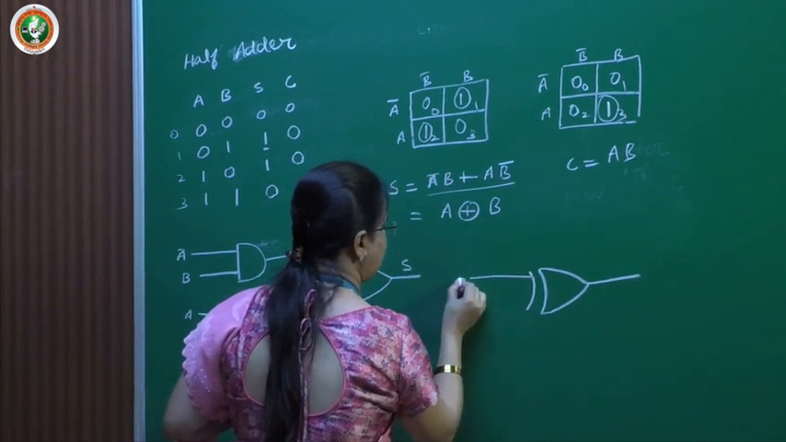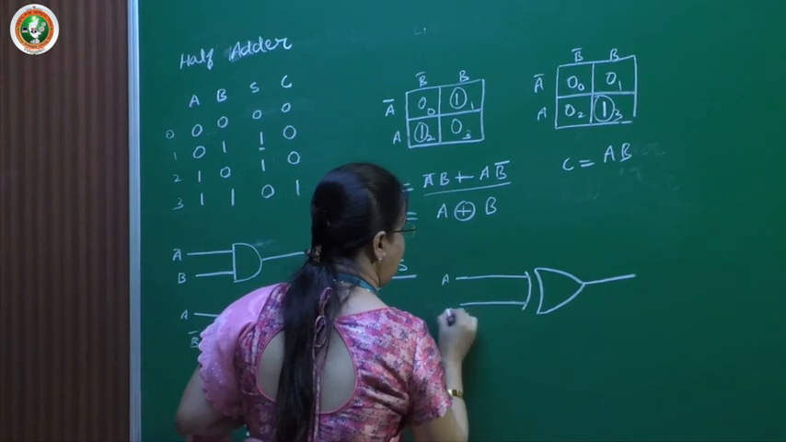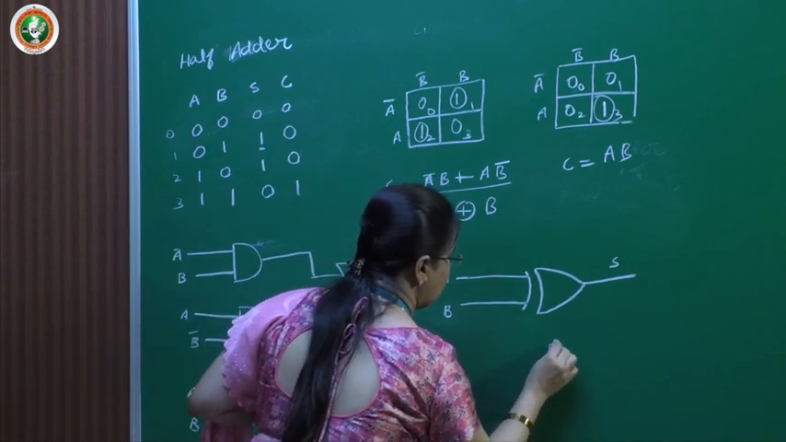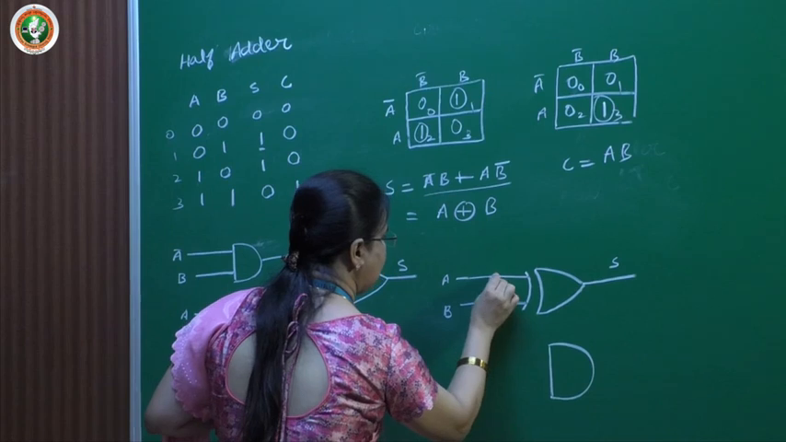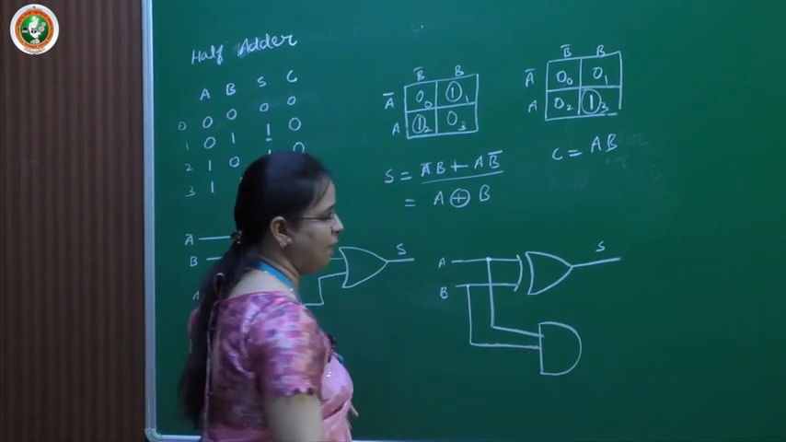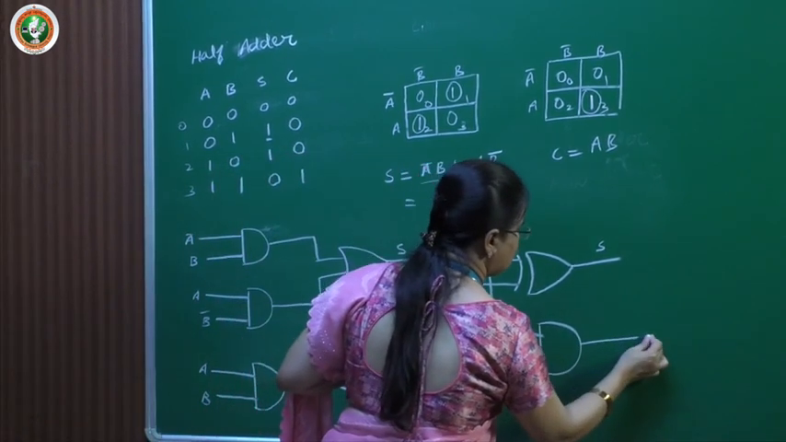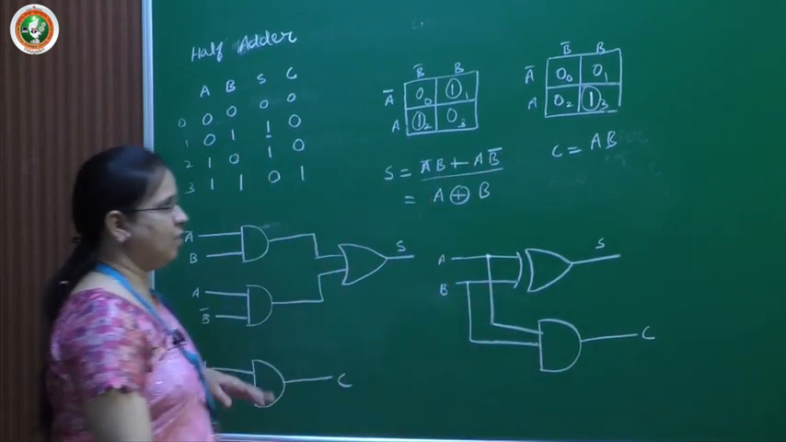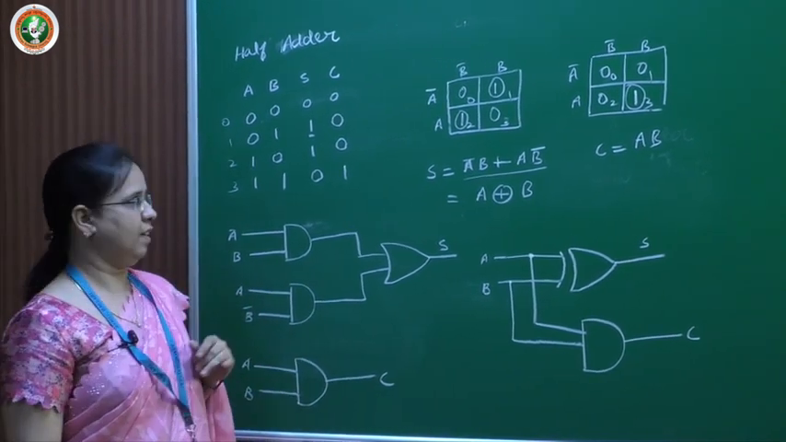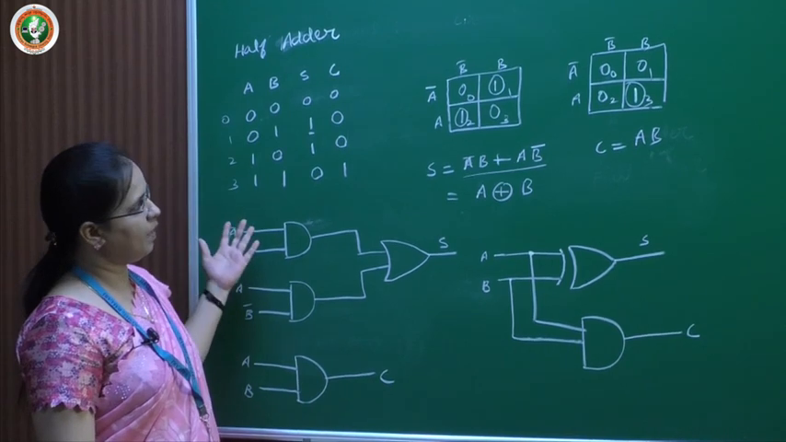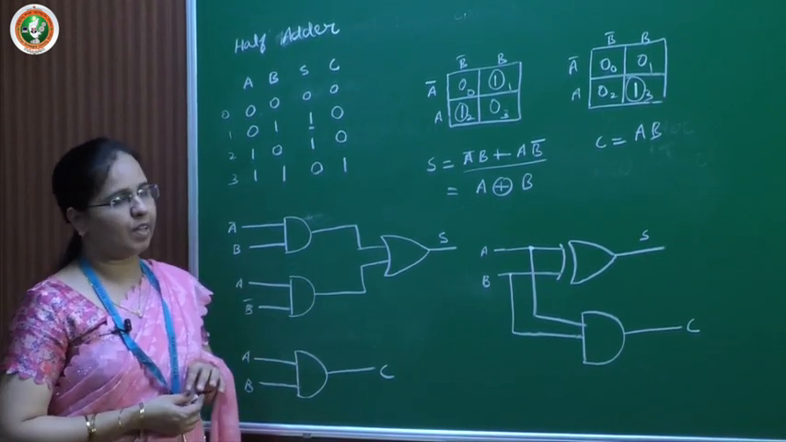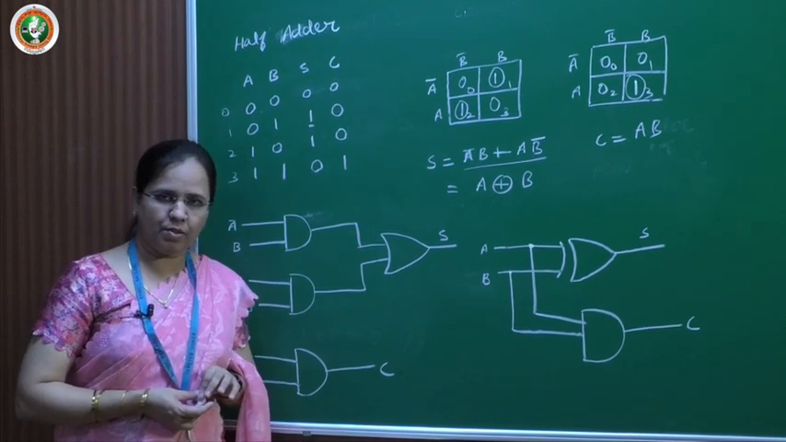For this XOR gate, the input will be A and B, and this will be sum, and your carry will remain as it is. I will be having an AND gate. For this AND gate also, I am going to take the inputs from the same input lines, that is A and B, then this will be giving us the carry. So, as you can see, designing a half adder is a very simple thing. We are just going to get a small truth table with only a two variable k-map, and even drawing of logic circuits is very easy. I hope you have understood this topic.